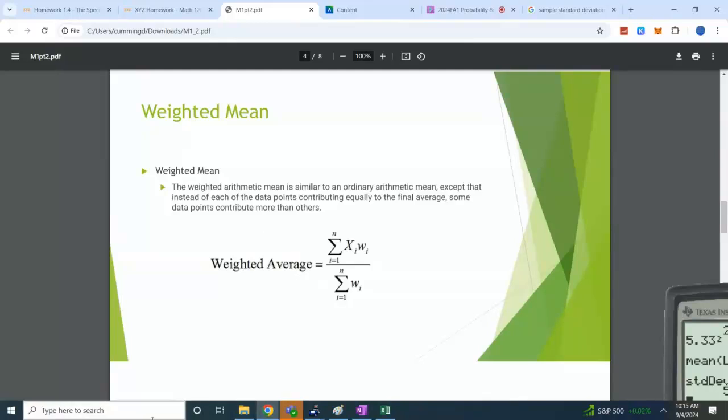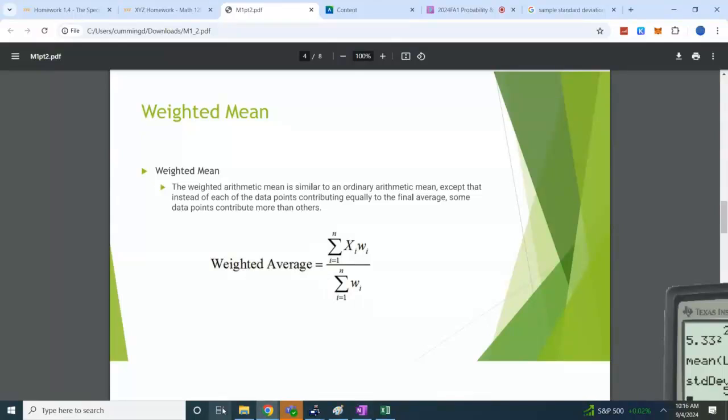This is what the formula says. The weighted average is equal to the summation, which means repeated addition. You take your X values and your W values, multiply them together, add them up, and then divide by the sum of your W values added up. Now we're going to see an example of this. This is the formula, and as we go through the example, we'll take a look at the formula.